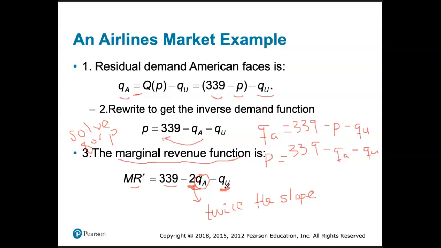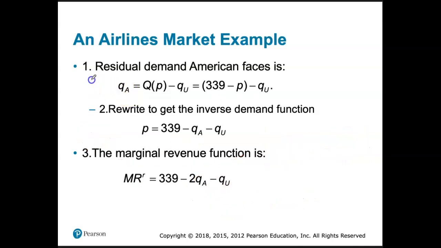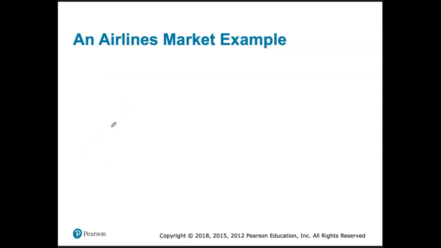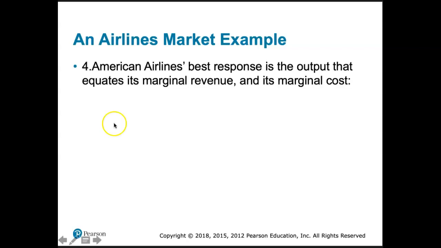Okay, so step number 1, we have the residual demand. Step number 2, rewrite to get the inverse demand function. Step number 3, find the marginal revenue function. And once you find the marginal revenue function, it should be simple. From there, you find the profit maximizing output. And this is also going to be known as the best response for the firm. Okay, so we're looking at American Airlines. This is going to be the best response function for American Airlines.